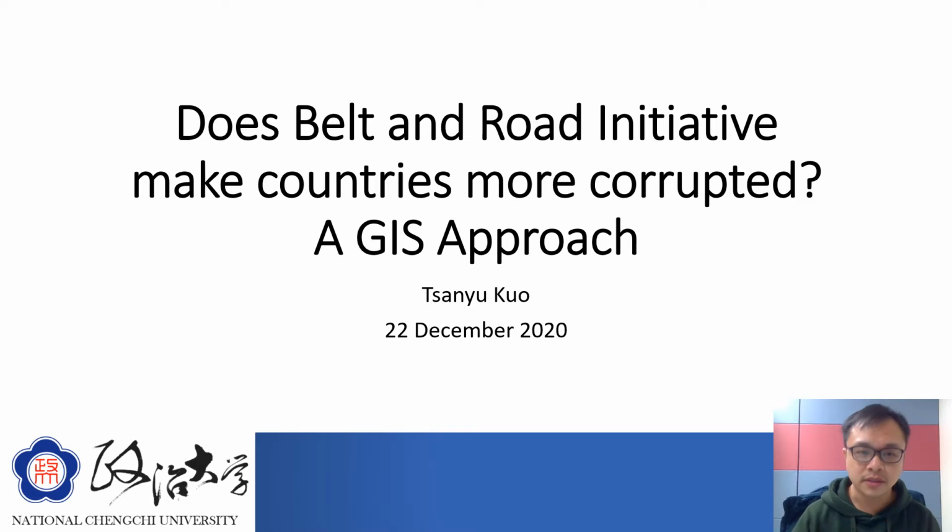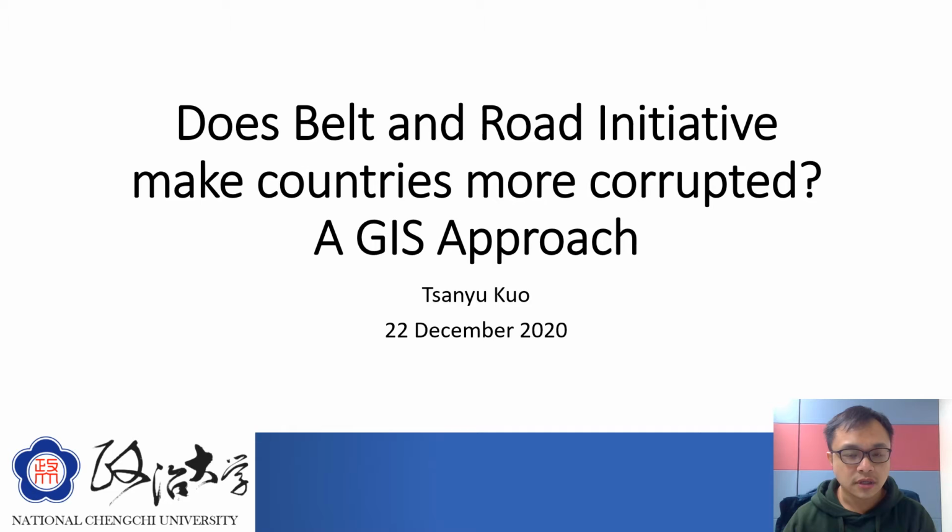The title is Does Belt and Road Initiative Make Countries More Corrupt? For this research, I'm using a GIS approach. I will be using GIS, Geographic Information System, to do data visualizations and spatial autocorrelation to understand where exactly we need to focus on the corruption issues in BRI countries, Belt and Road Initiative.